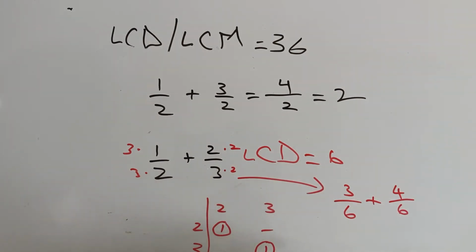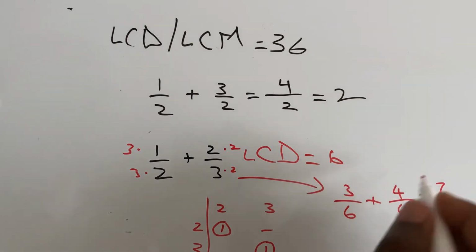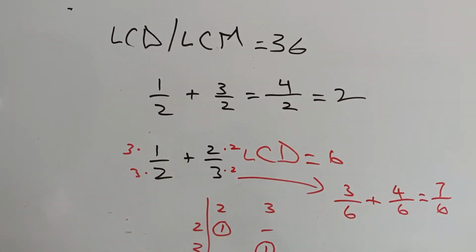And now you can add by just keeping the denominator as it is, 6, and at the top 7. So in this case you have 7 over 6 as the final answer. This is not reducible. It's an improper fraction which you can write as a mixed number, but that's another video. I don't have to show you everything here, but this was just to show you how important it is for you to know how to find least common multiple and or least common denominator. Thank you.